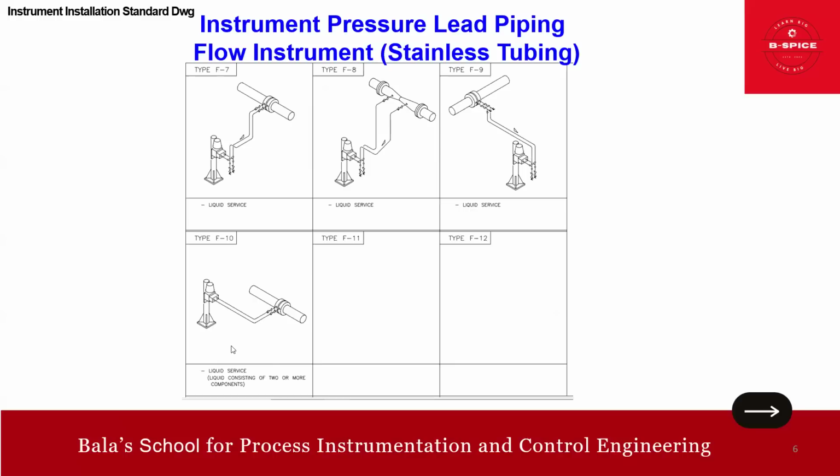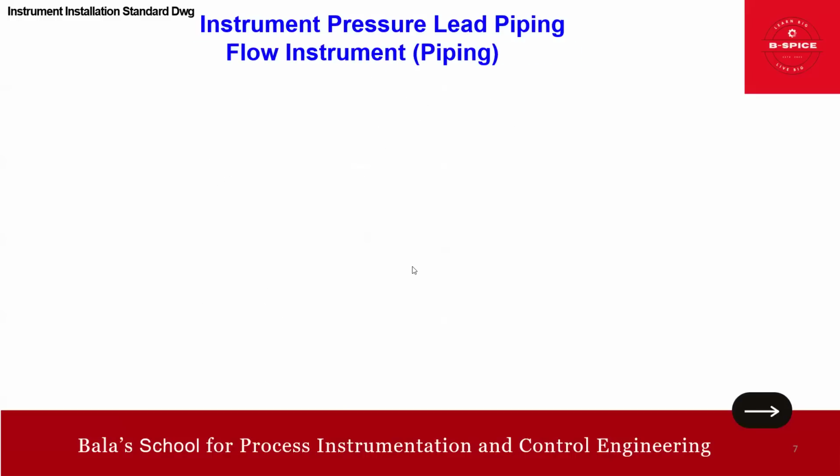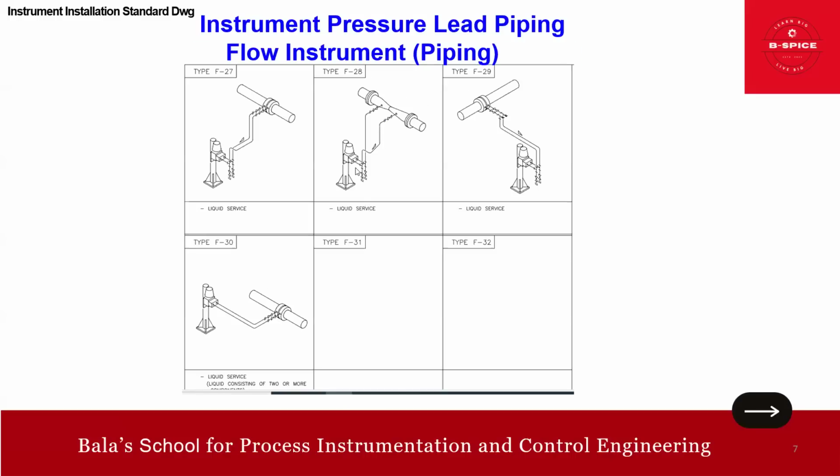Okay. Then we talk about the liquid service, and this is another type actually. See, this is for the liquid consisting of two or more components. It's a mixture, right? So for that, we will have this kind of methodology. Okay. Right. Then flow instrument piping, same piping, similar arrangement only. Only difference is this piping. Okay. I hope this is also clear, right?